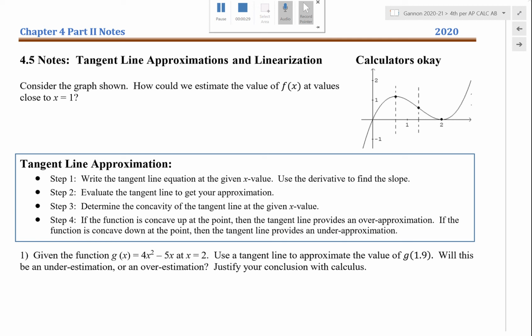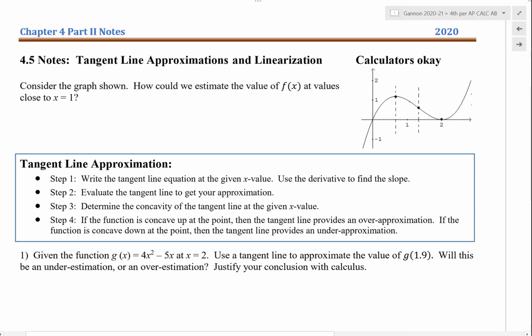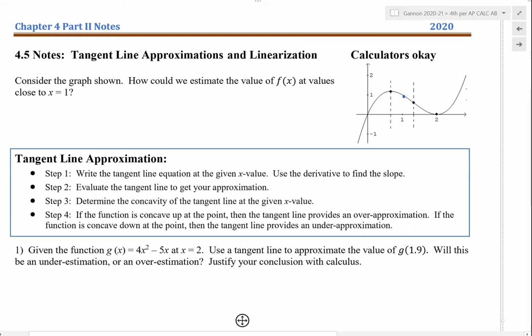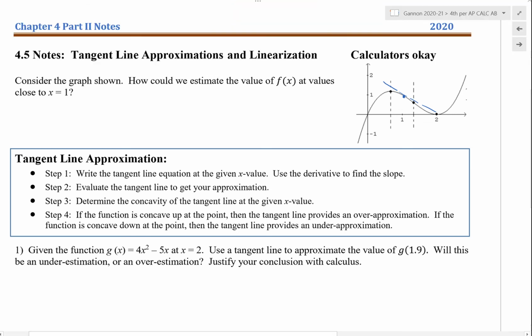So one way to estimate values of x at values close to 1 would be to draw a tangent line to the graph at x equals 1. If we were to draw a line tangent to the curve at x equals 1, we would be able to use that line to approximate values of the curve that are close to 1. So it could be a point here, it could be a point over here. And that's essentially what we're going to be doing in the video.